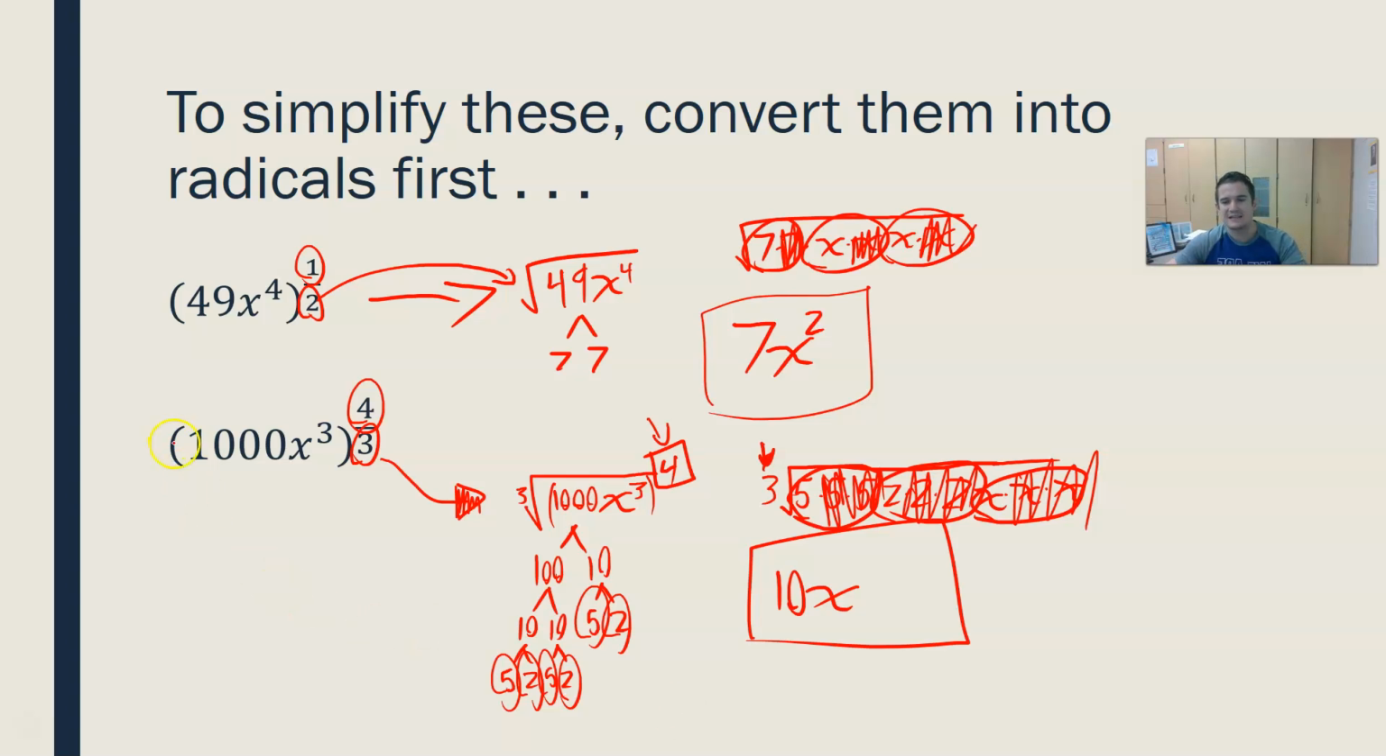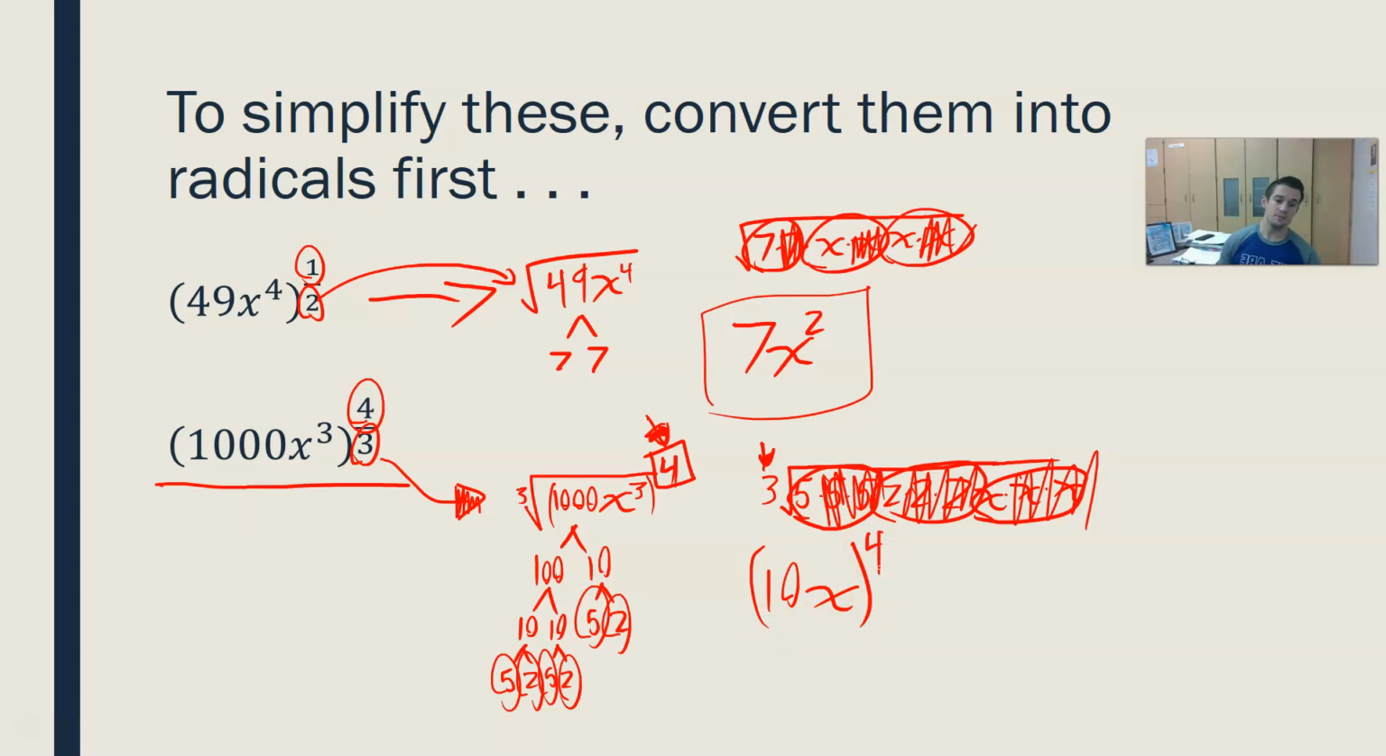No, it's not. My original question was 1000x cubed to the 4 thirds power, so when I converted it to a radical, that was the cube root of 1000x to the third to the 4th power. So this 10x I have to take to the 4th power. Okay, let's do that. 10x to the 4th power is 10x times 10x times 10x times 10x, right?